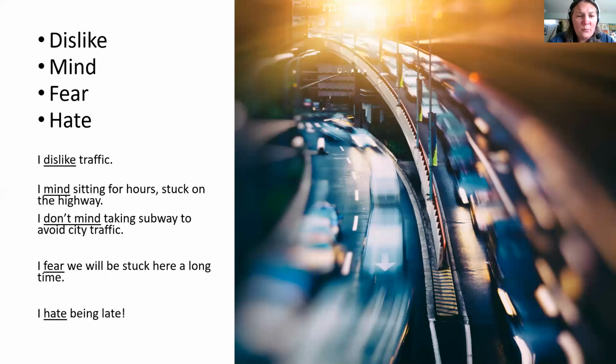The third one, I fear. It doesn't necessarily mean that you're physically afraid. It just means you're worried about it, really worried. I am worried we will be stuck here a long time. I fear we will be stuck here a long time. And finally, the last one, I hate being late. You know hate as much as you know like. But here are some others. They are used less often, but they're still really good words to know, especially I don't mind.